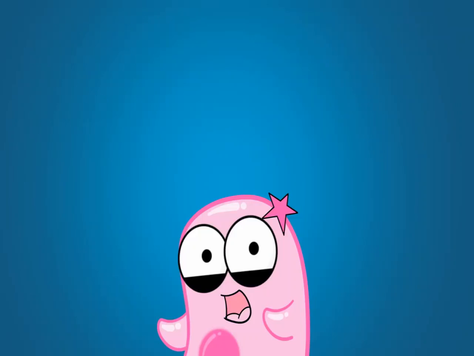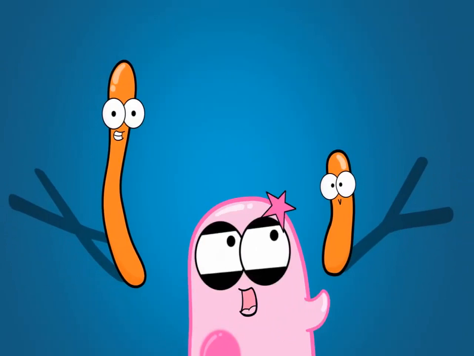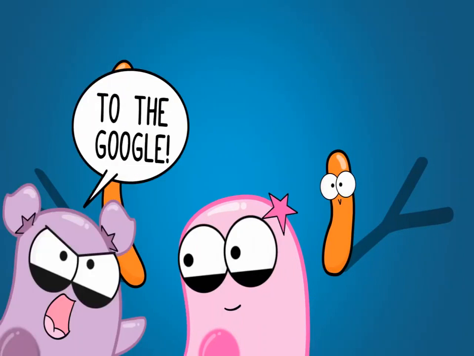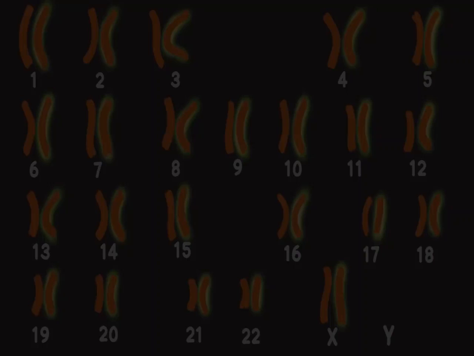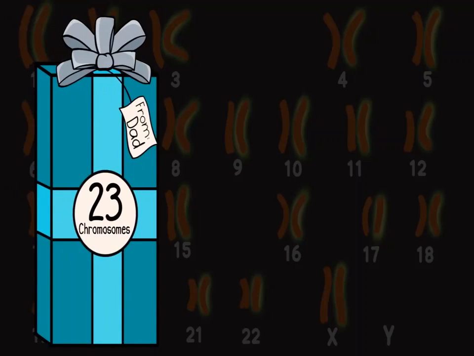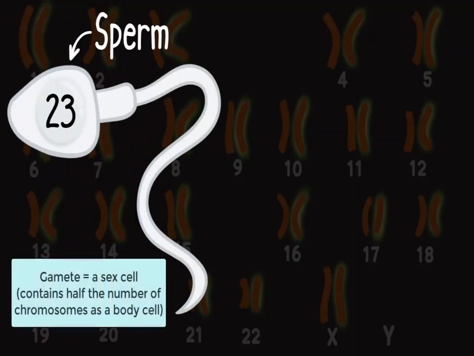Oh, and just a side note, the name X and the name Y have nothing to do with the shape of them. The reason is an interesting topic to look up, though. So 23 of these chromosomes are from the father, from a sperm cell, which is a gamete.